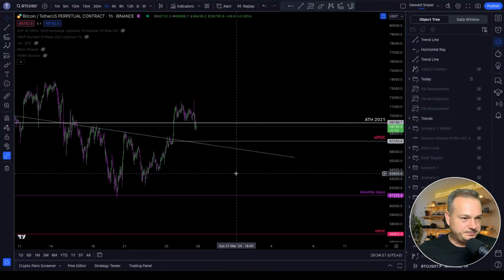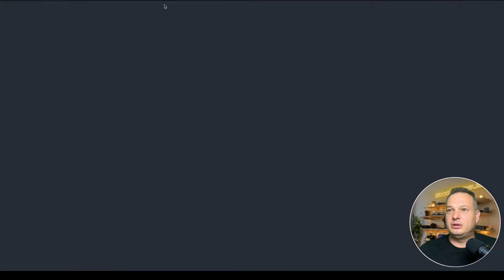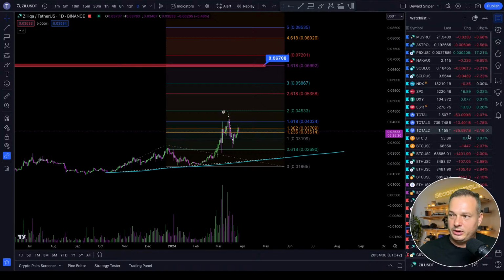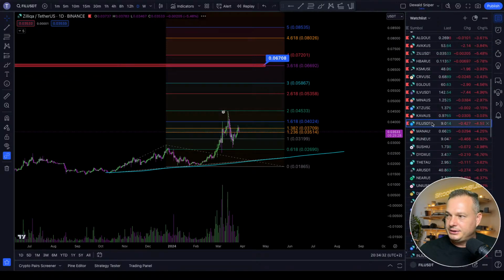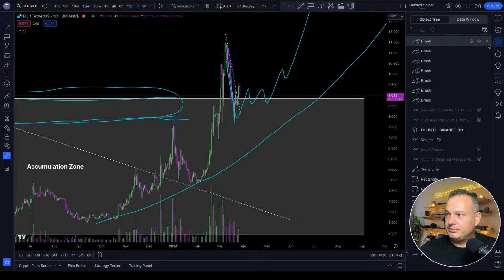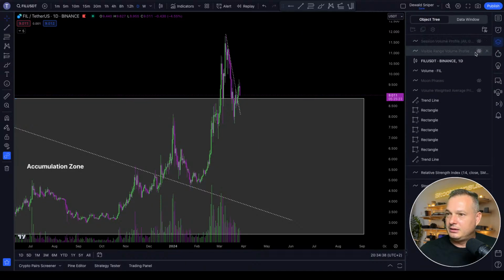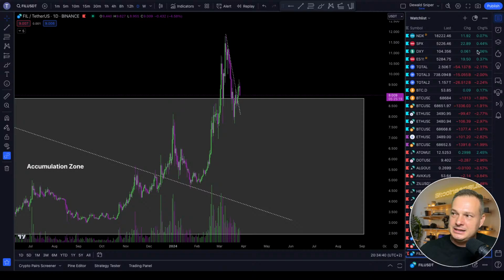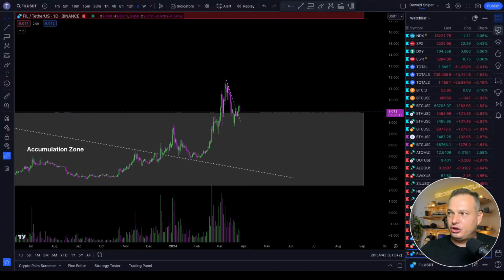Okay, cool. I'm thinking Filecoin is about to get hot. One more dip and I'm in. Let's go look at Filecoin. I do have Filecoin on my list. Let's see. I've drawn some stuff here. Filecoin is just about outside of the accumulation zone.